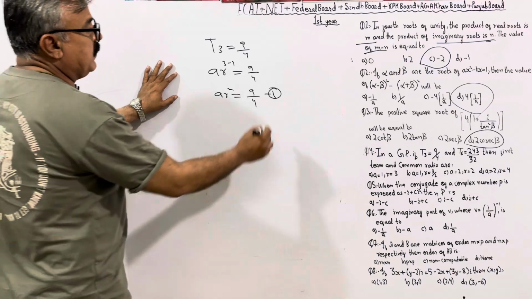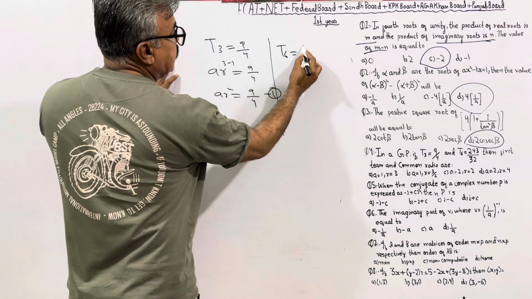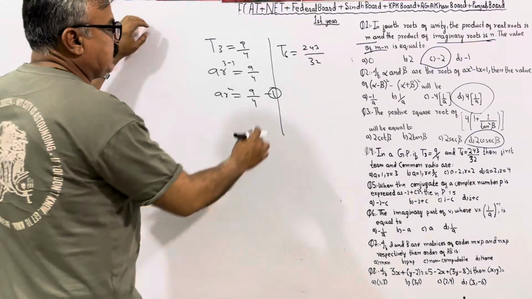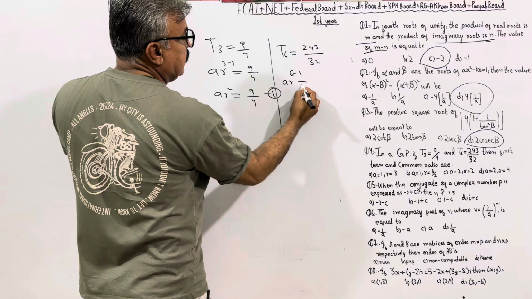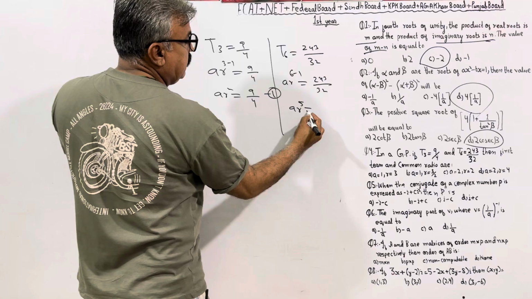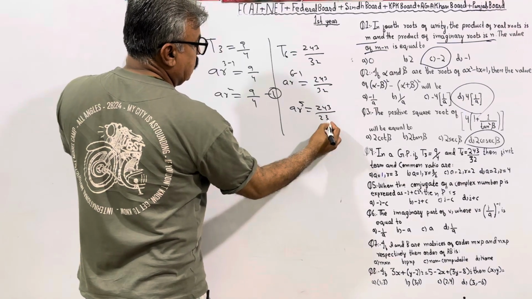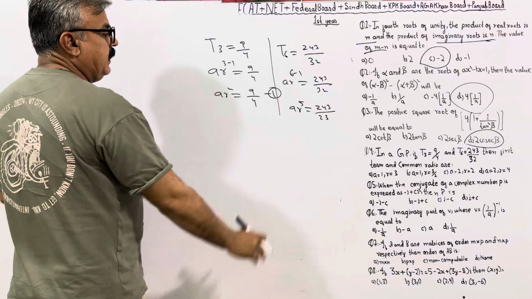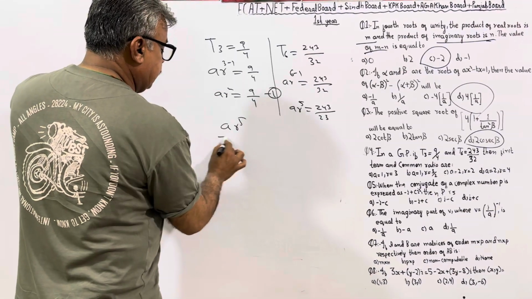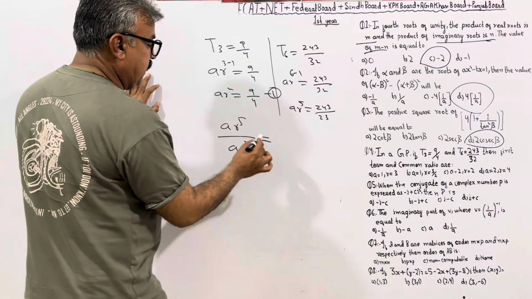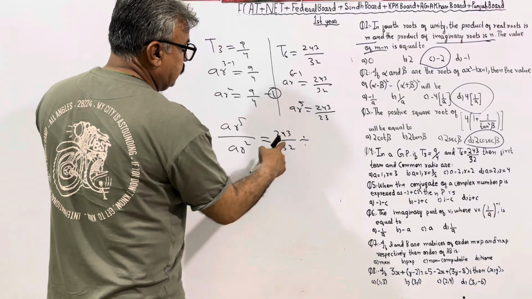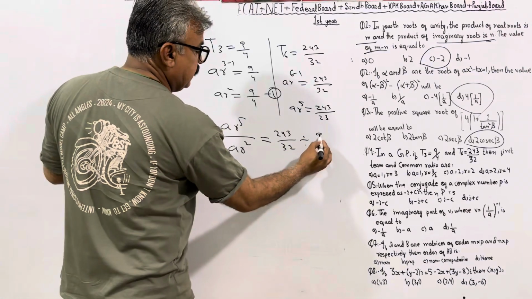From the sixth term, that's 243 over 32. Sixth term: AR to the power 6 minus 1 is 243 over 32, which means AR^5 is equal to 243 over 32. Divide the smaller quantity with the greater quantity: AR^5 divided by AR^2 is 243 over 32 divided by 9 over 4.